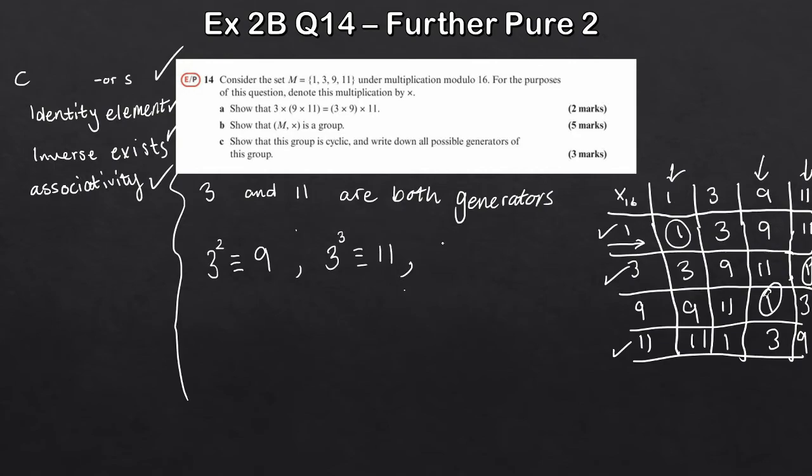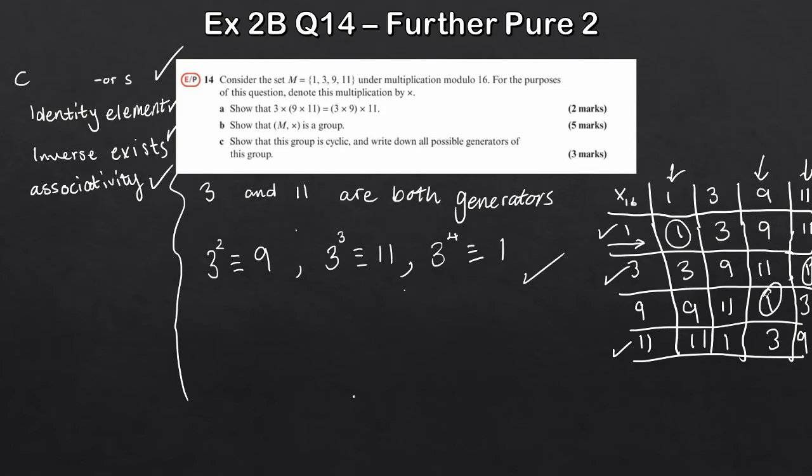And what we should hope now is that my next one, 3 to the power of 4, will give me 1. Okay, so let's test this one. So 3 to the power of 4, that would be 11 times 3. So 11 times 3, I get 1. Perfect. That's exactly what we wanted. We know that's a generator.